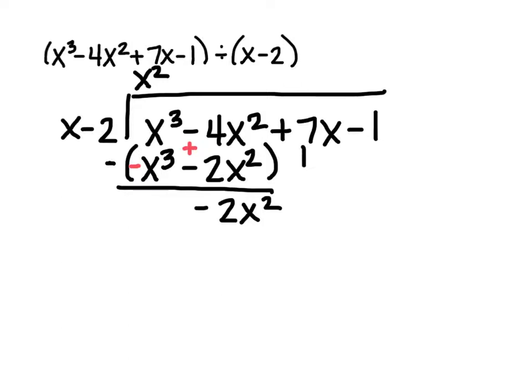Next step I'm going to do is bring down my positive 7x and follow the same steps. I want to ask myself, how do I get this second spot? So what number times x is going to give me a negative 2x squared? That answer is going to be a negative 2x. So that's what I put up here. Once again, I'm going to use that distributive property. Negative 2x times x gives me negative 2x squared. And negative 2x times negative 2 gives me a positive 4x.